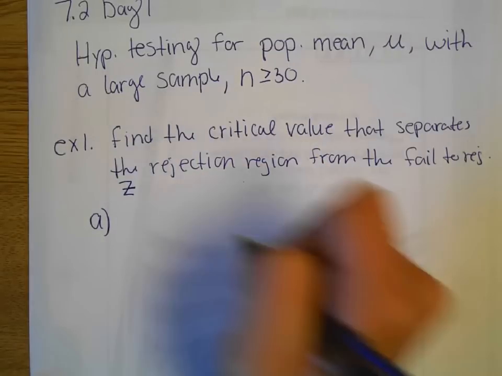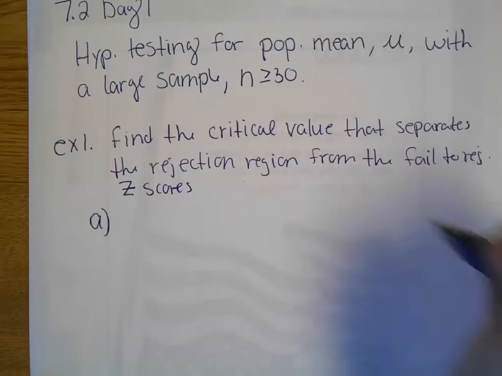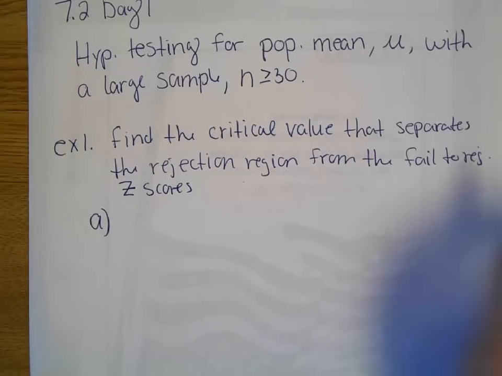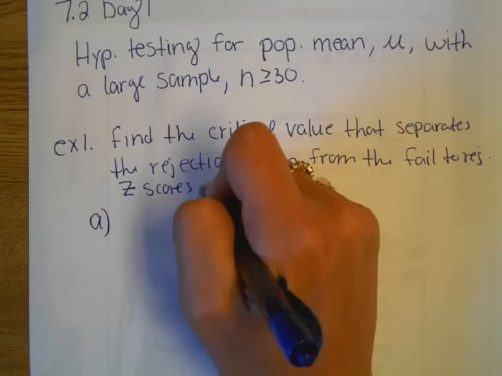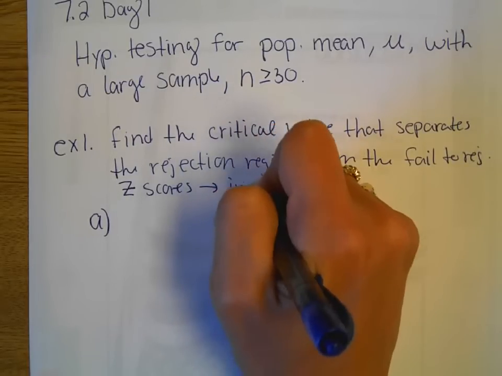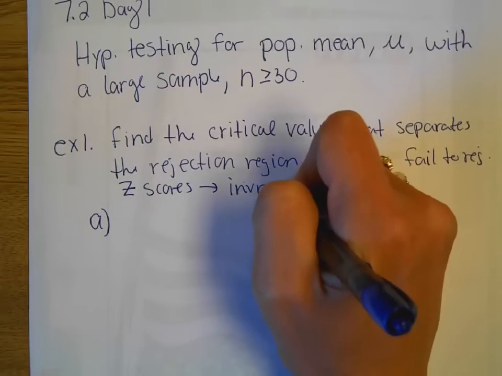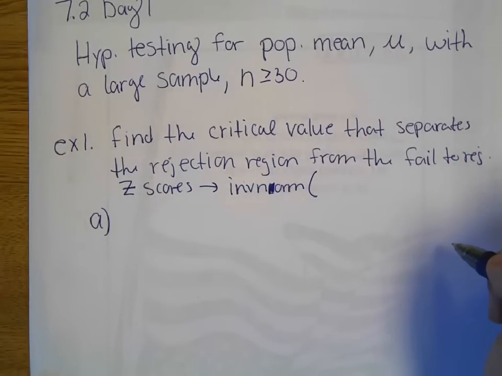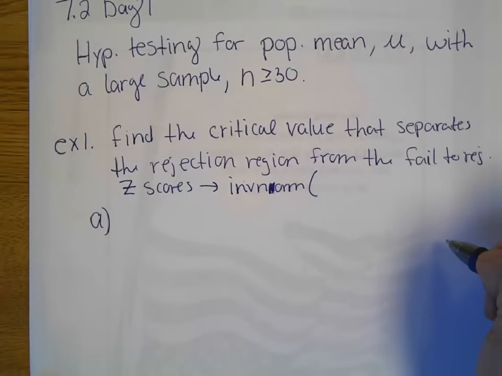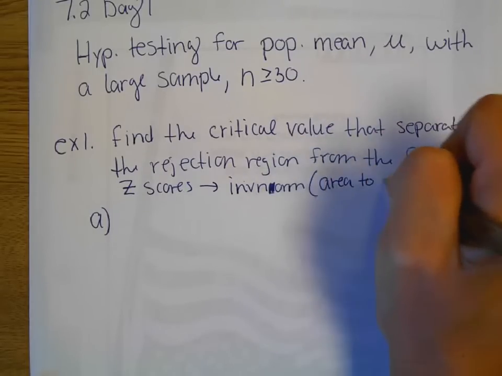And how do we get Z scores? Why is it Z? Large sample, mean. Okay? Z scores are found with inv norm. Inv norm. What do you feed inv norm? Area to the left. Yeah. It always ends up being half.